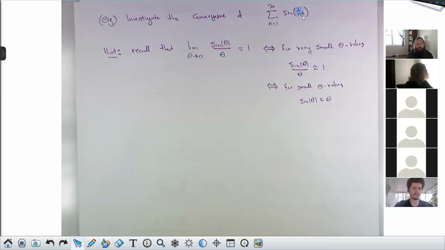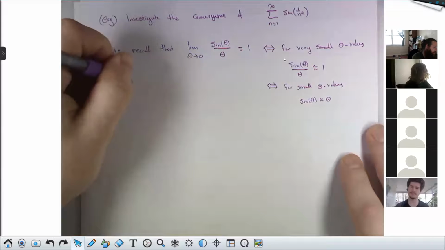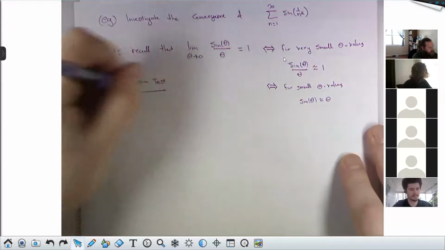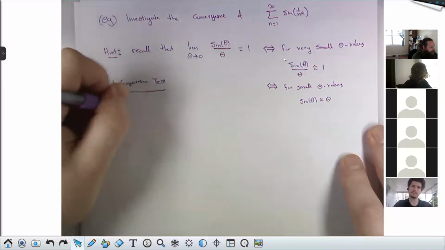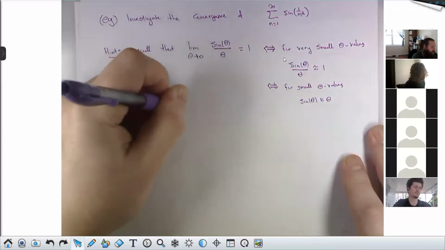So if n is large, then 1 over n squared is close to 0. So for large values of n, sine of 1 over n squared, imagine theta here is 1 over n squared. For very, very large values of n, sine of 1 over n squared should be approximately equal to 1 over n squared. In other words, our first step here will be to pick Bn exactly as Alexander said, as 1 over n squared.